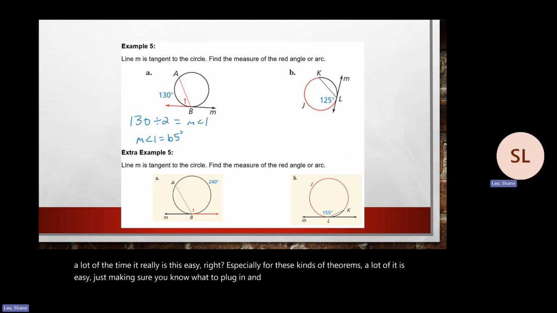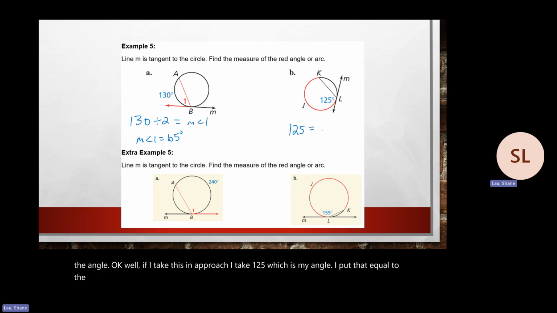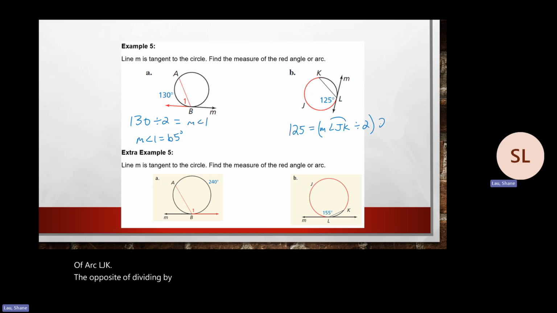But for B, for instance, I have the angle. If I take the same approach, I take 125, which is my angle, and I put that equal to the arc, in which case what I'm looking for is the measurement of arc LJK divided by 2. Well, the opposite of dividing by 2 is multiplying by 2. Those will cancel. I multiply by 2.